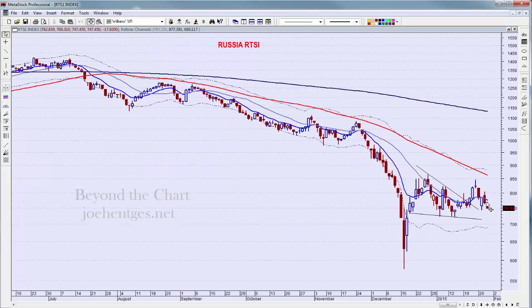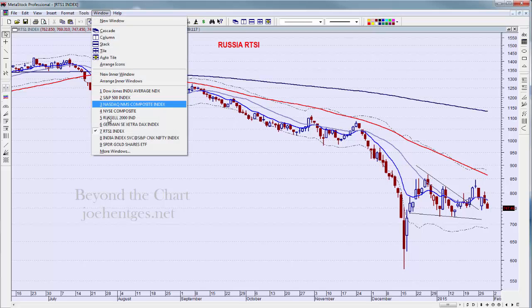Russia's been selling off over the last week and looks like it may be rolling over, although that's hard to tell. You could still make the case that maybe it's some kind of sideways consolidation action, overlapping waves.